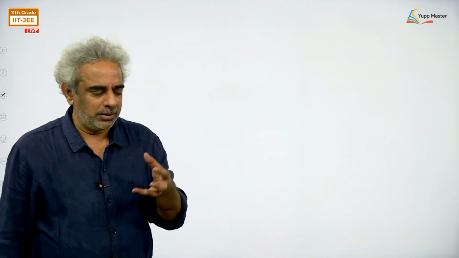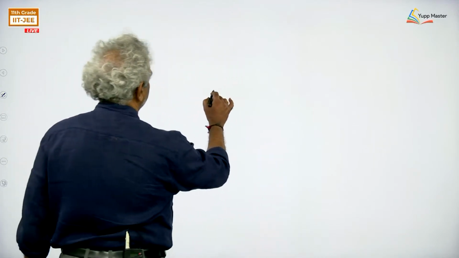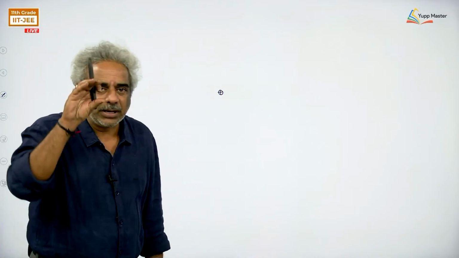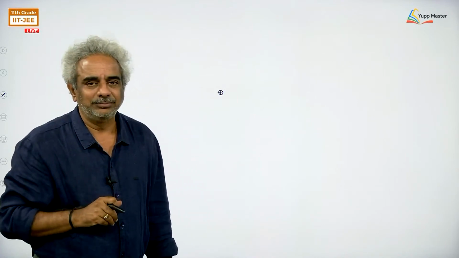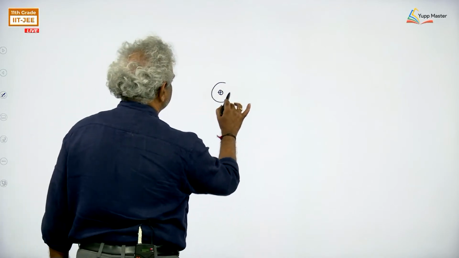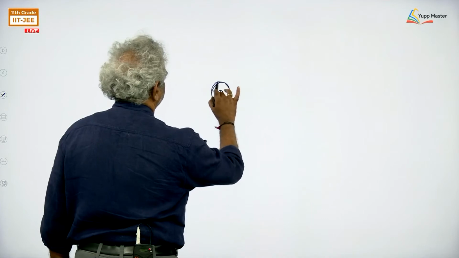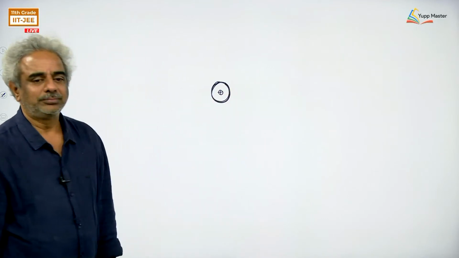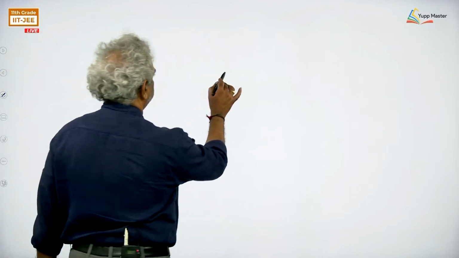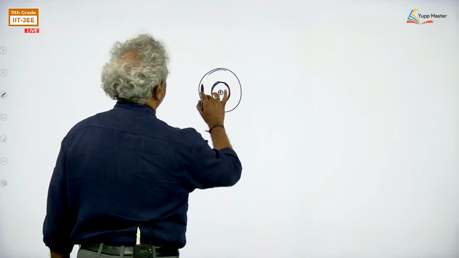So let me draw a few wave mechanical energy states of electron in a single diagram. See, this is a nucleus. 1s is a spherical orbital, very small orbital. This is 1s, spherical. 2s, a bit larger, but spherical.